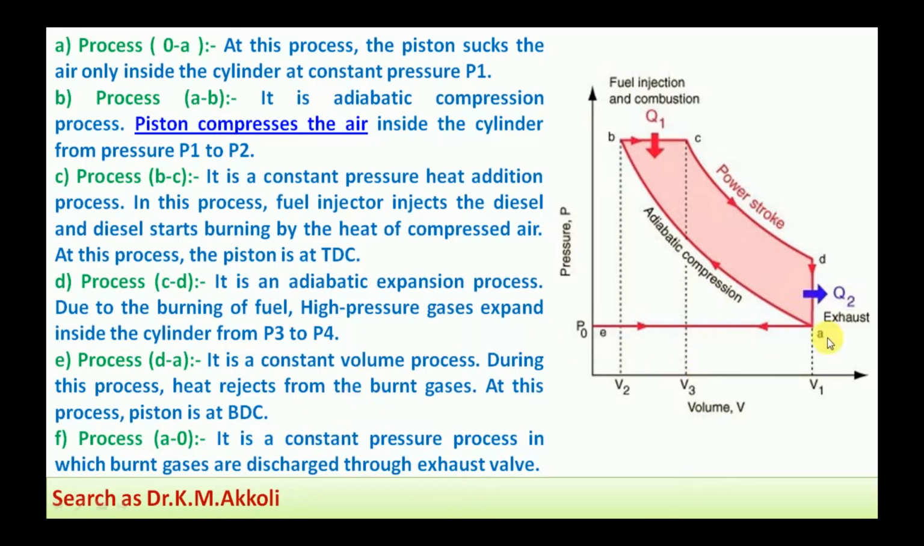Then the last process is again A to 0. It is a constant pressure process in which the burnt gases are discharged through the exhaust valve. It is at atmospheric pressure only, and the piston volume will be reaching the top dead center there. Again the suction stroke takes place, then compression, heat addition, power stroke, exhaust. Like this, the cycle continues for getting power.